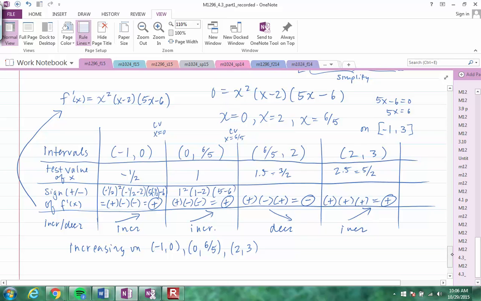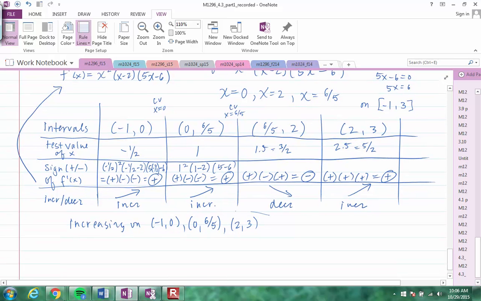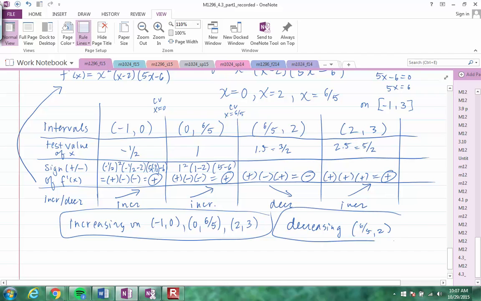If you want to use union notation, that's cool. I'm just going to list them. Okay, moving on. Don't forget decreasing interval was from 6/5 to 2. And then we're done with part A.